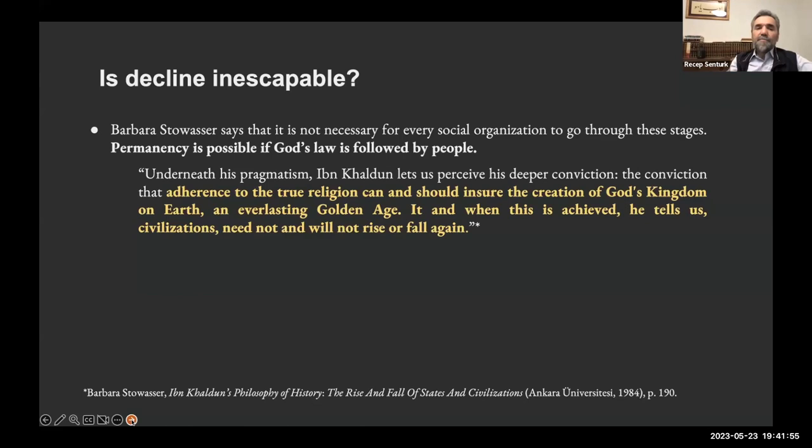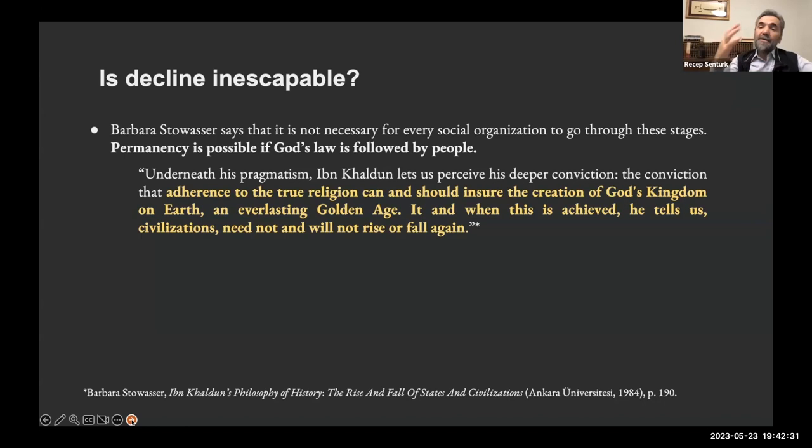So there are different interpretations about this, but Barbara Stowasser says that it's not necessary for every social organization to go through these stages. Permanency of the state, permanency of a society, permanency of a civilization is possible, but with a condition, provided that God's law is followed by people, like the Sharia, Islam is followed by people.